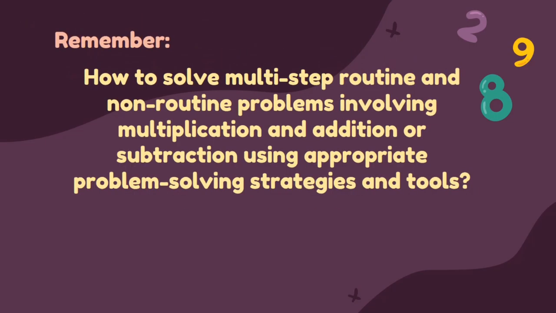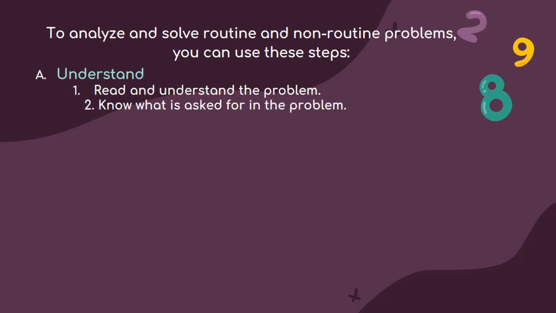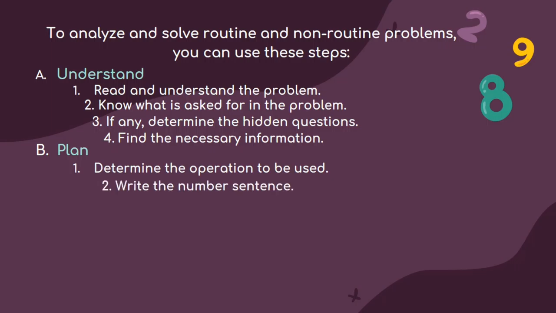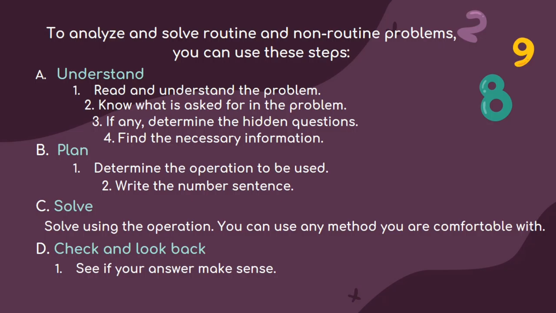How to solve multi-step routine and non-routine problems involving multiplication and addition or subtraction using appropriate problem-solving strategies and tools? To analyze and solve routine and non-routine problems, you can use these steps. Understand. Read and understand the problem. Know what is asked for in the problem. If any, determine the hidden questions. Find the necessary information. Plan. Determine the operation to be used. Write the number sentence. Solve. Solve using the operation. You can use any method you are comfortable with. Check and look back. See if your answer makes sense. State the complete answer.